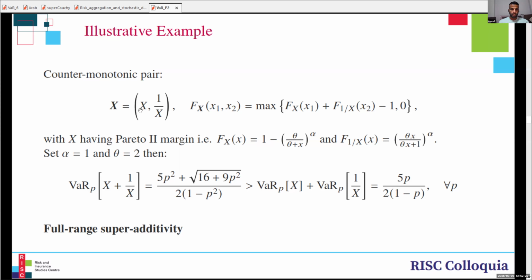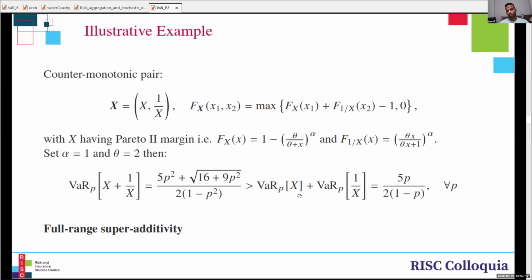If we take the component X being Pareto of type 2, that means its CDF is given as 1 minus theta over theta plus x, all to the power alpha. Alpha is positive, theta is positive. Then we can work out the distribution of the reciprocal, because they have the same source of randomness, here X and here 1 over X. You can work it out to be this CDF here. If we set alpha to be 1 for simplicity, and theta to be 2, then we can work out that the VaR of the sum, remember the sum is just X plus 1 over X, is equal to this quantity here.